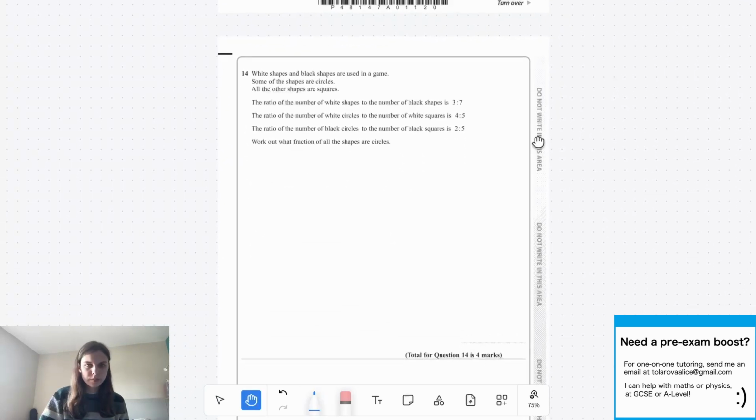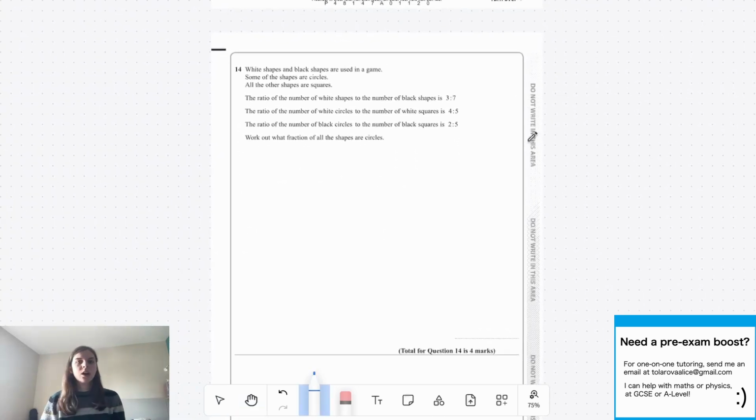Let's move on. Okay. White shapes and black shapes are used in a game. Some of the shapes are circles, all the other shapes are squares. The ratio of white shapes to the number of black shapes is 3 to 7. The ratio of the number of white circles to the number of white squares is 4 to 5. The ratio of the number of black circles to the number of black squares is 2 to 5. Work out the fraction of all the shapes that are circles.